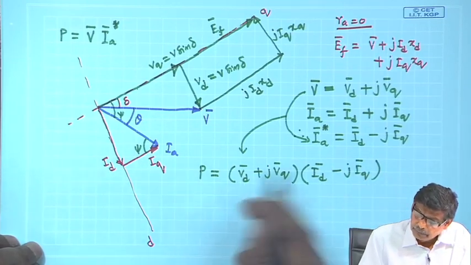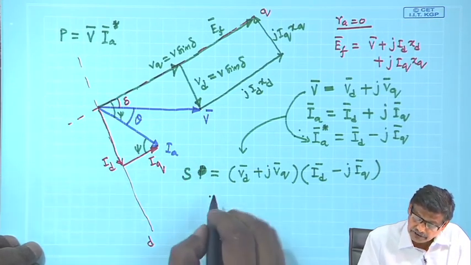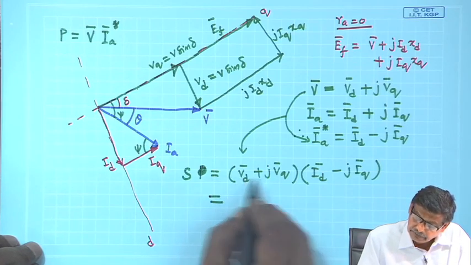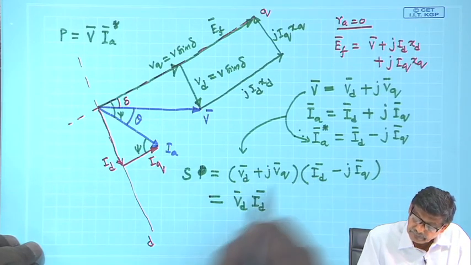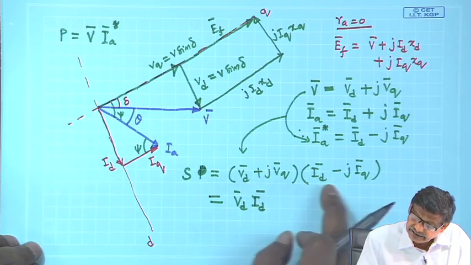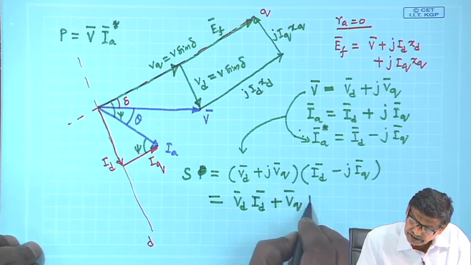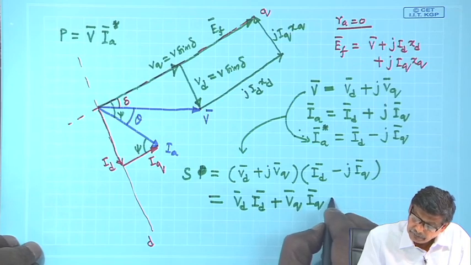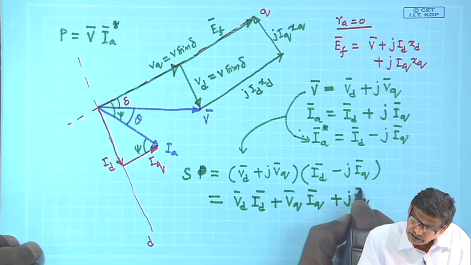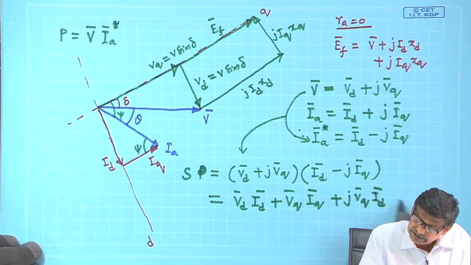So, open the brackets. I must write S, the total complex power, and this will be equal to the real part, Vd into Id, and there will be another term, j times minus j, which gives plus, so this will be Vq Iq, is not? And then the imaginary part will be plus jVq Id, this and this, and minus jVd Iq.